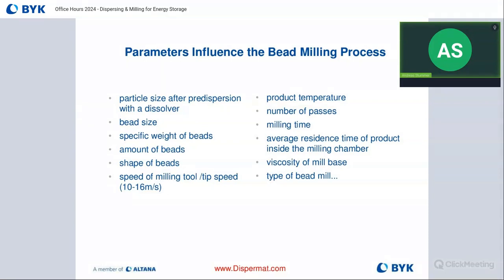If my milling disc speed or my rotor speed is low, my pump speed is low, obviously it takes more time to travel through the mill. So you need to dial that in to optimize for your viscosity and to have really good processing of your slurry. That is the next part: the viscosity of the mill base.